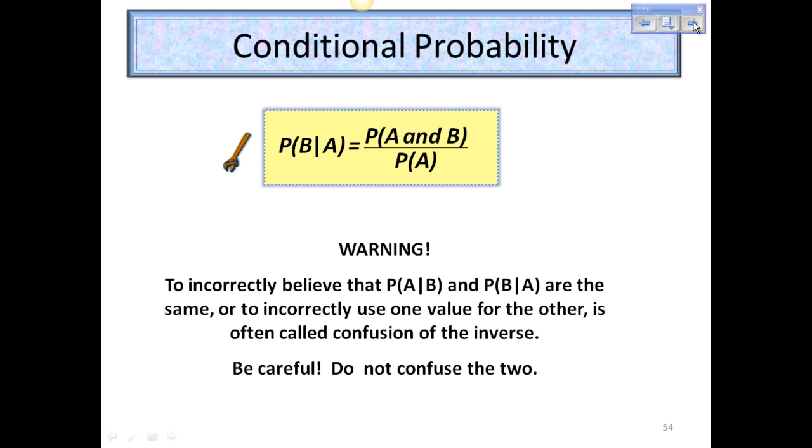To incorrectly believe that the probability of A given B and the probability of B given A are the same, or to incorrectly use one value for the other, is often called confusion of the inverse. So make sure you're careful. Don't confuse the two. They are different things.